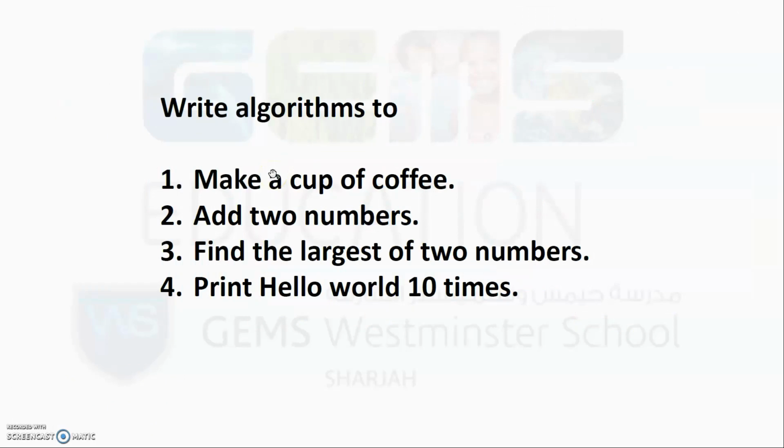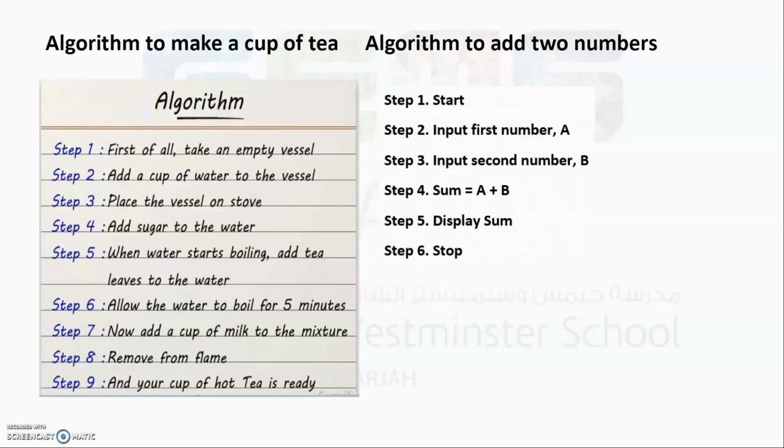Okay, now write algorithms to make a cup of coffee. Add two numbers. Find the largest of two numbers. Print hello world 10 times. Now, algorithms to make a cup of tea. So as I said, an algorithm can be anything in real life or in programming. You can use it at any time, anywhere. Okay, so now we have a question here to make a cup of tea. This is a real life demonstration here.